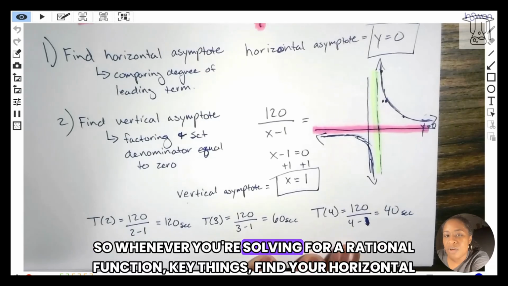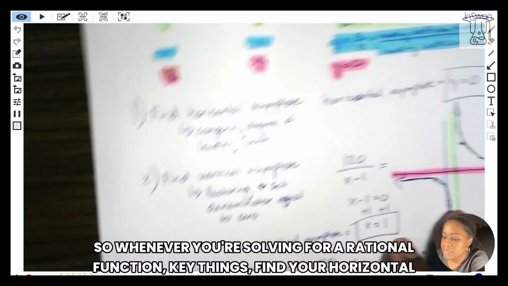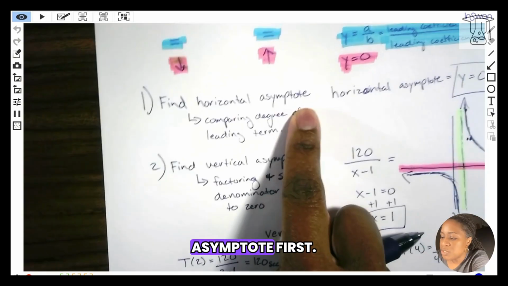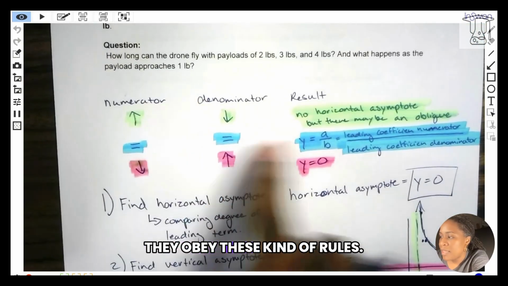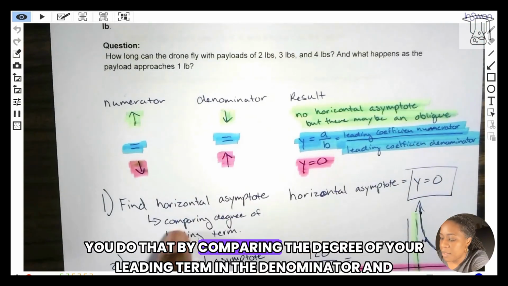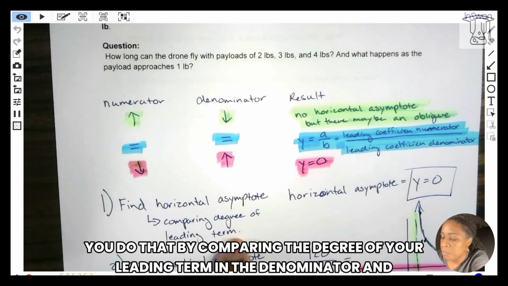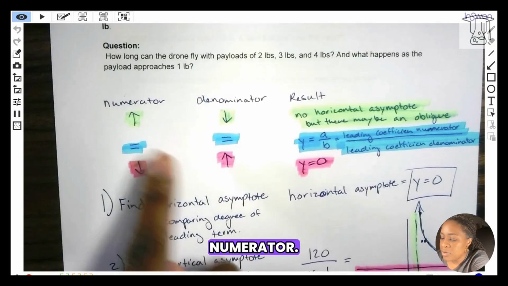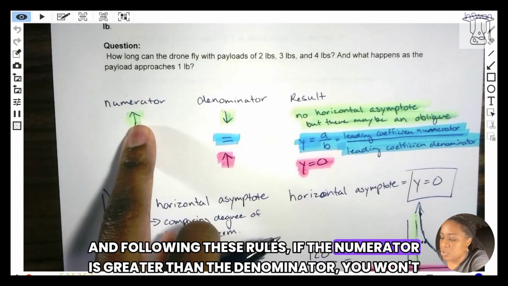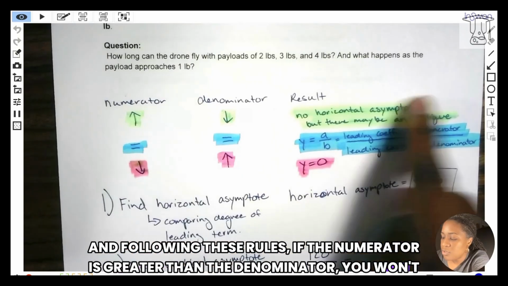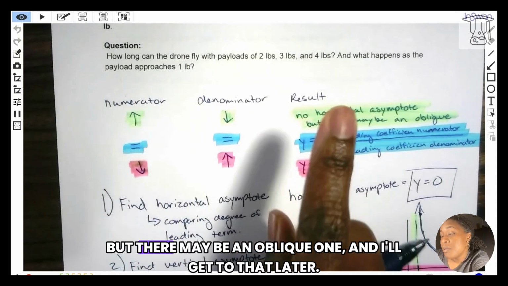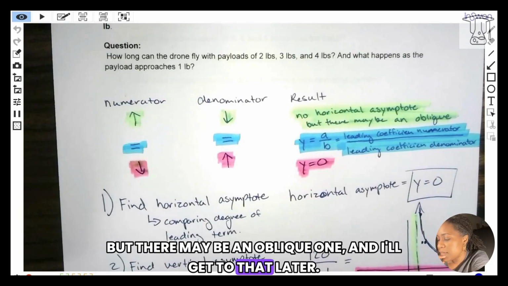So whenever you're solving for a rational function, key things: find your horizontal asymptote first. They obey these kind of rules. You do that by comparing the degree of your leading term in the denominator and numerator. And following these rules, if the numerator is greater than the denominator, you won't have a horizontal asymptote, but there may be an oblique one, and I'll get to that later.